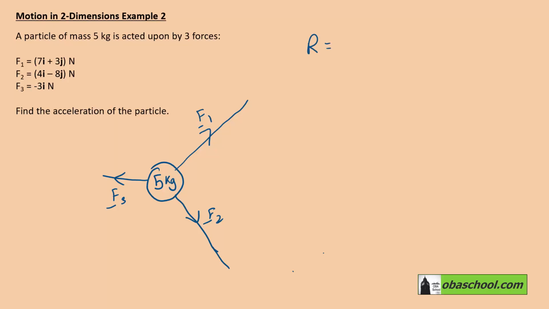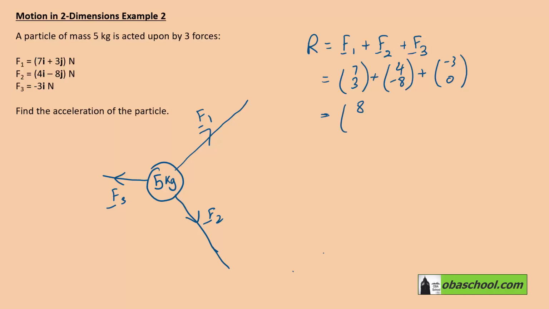The resultant force would be just the sum of those 3 forces. So F1 plus F2 plus F3. So that's going to be 7, 3 plus 4, negative 8 plus negative 3, 0. 7 and 4 is 11. Take away 3 is 8. 3 take away 8 is negative 5. So it would be 8, negative 5 newtons.